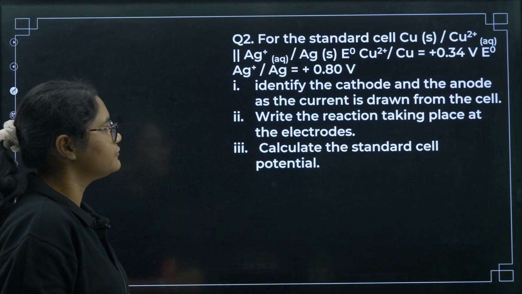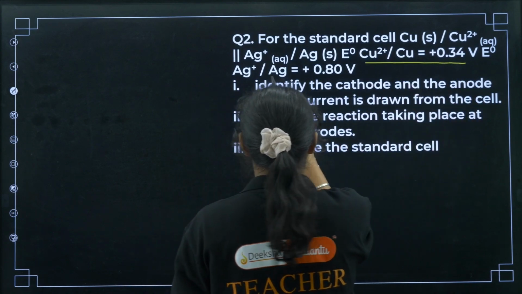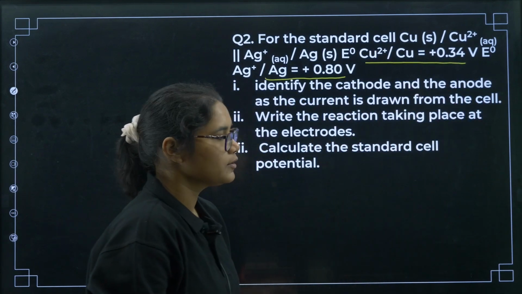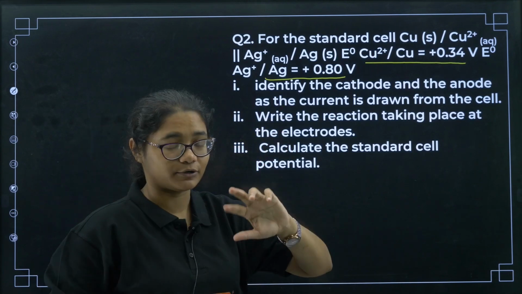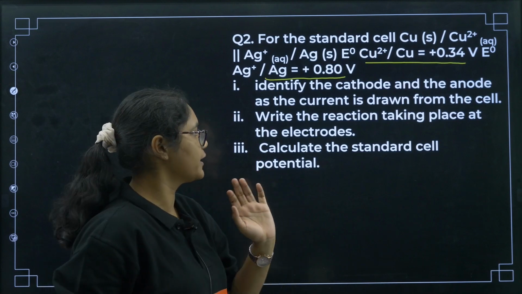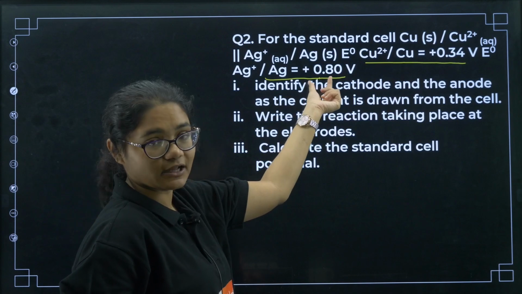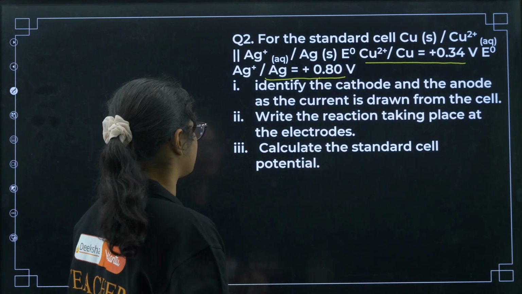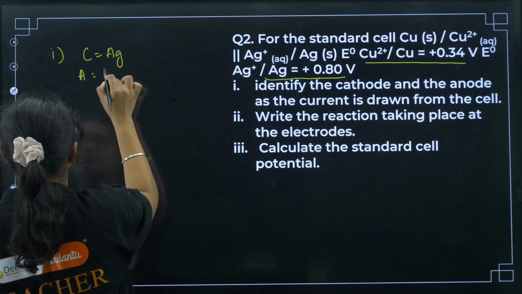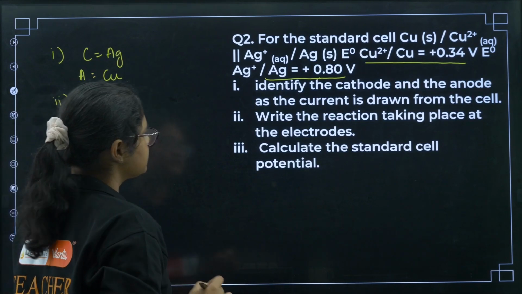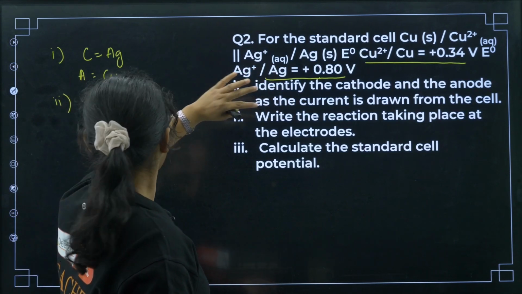Next question. For the standard cells Cu to Cu2 plus and Ag plus to Ag, E0 values are given to you. Identify the cathode and the anode as the current is drawn from the cell. The one whose reduction potential is more will behave as the cathode. Reduction potential of silver is 0.8 and for copper it is 0.34. Silver reduction potential is more, so silver will behave as the cathode, and automatically the anode will be copper. Next, write the reaction taking place at the electrode. Copper is the anode.